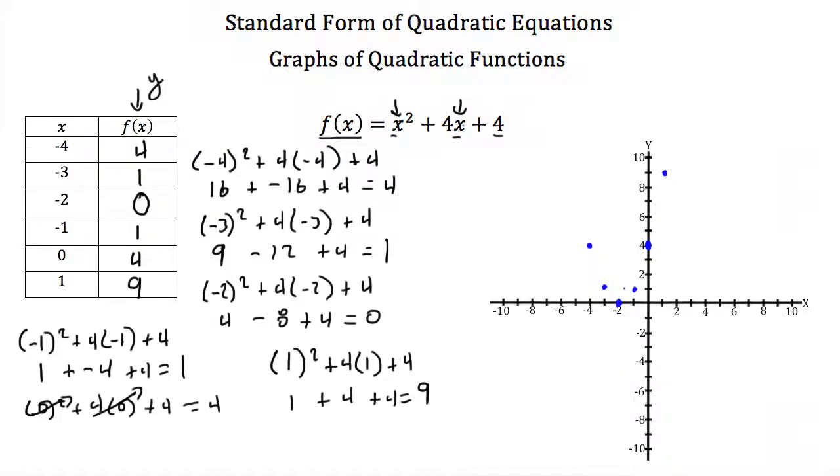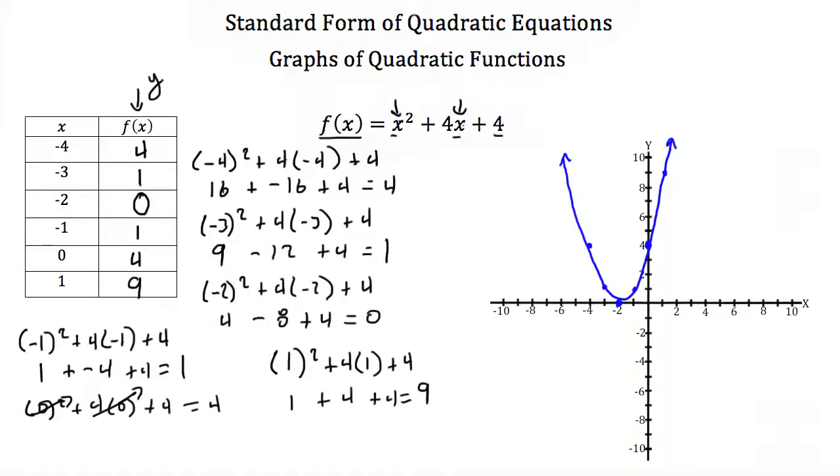If we connect these with a smooth curve, it's going to look something like this. Now notice this U shape that we have. This shape is called a parabola. All graphs of quadratic equations or quadratic functions are in the shape of a parabola. They will all make a U-shaped graph.